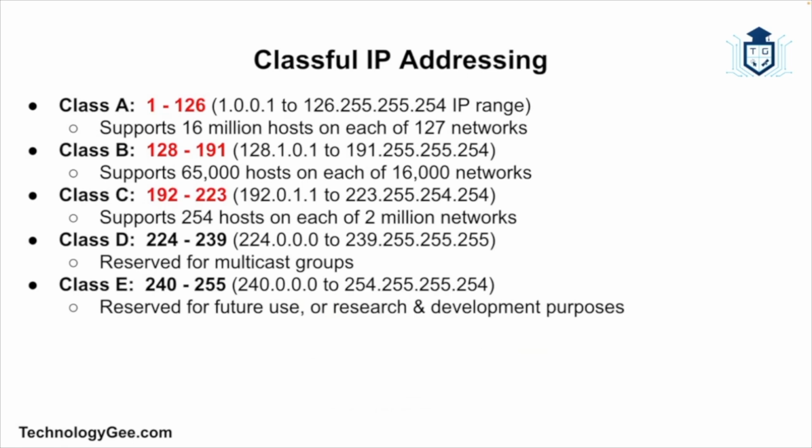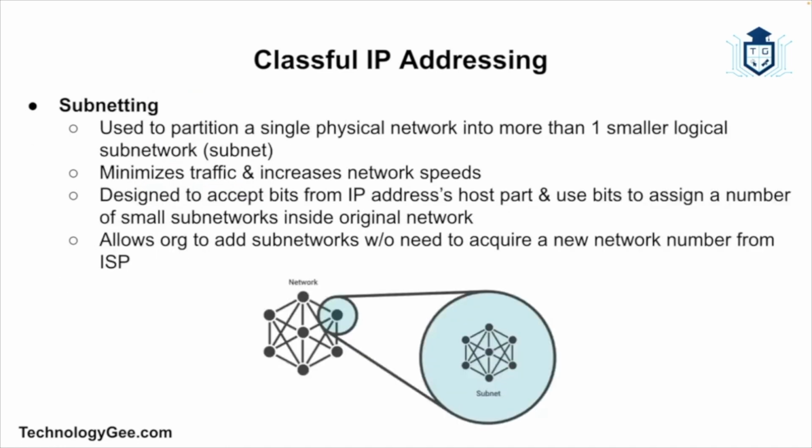So class A ranges from 1 to 126, and it supports 16 million hosts on 127 networks. You got class B, it starts off with a number between 128 and 191, and it supports 65,000 hosts on each of 16,000 networks. Then you got class C, that starts off with the IP address of 192 all the way to 223, and this supports 254 hosts on each of 2 million networks. Then you got class D, 224 to 239, and that is reserved for multicast groups. And then you got class E, 240 to 255, and that is reserved for future use or research and development purposes. So let's talk about subnetting.